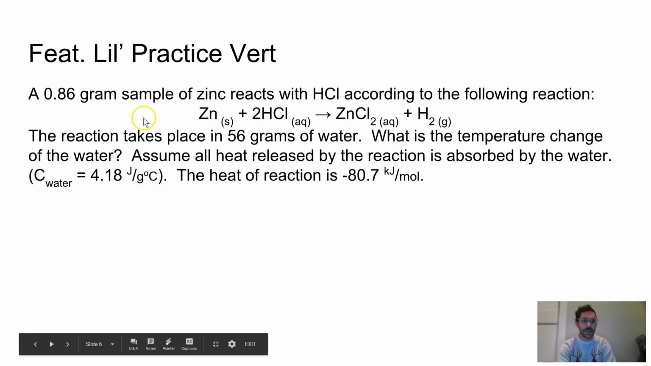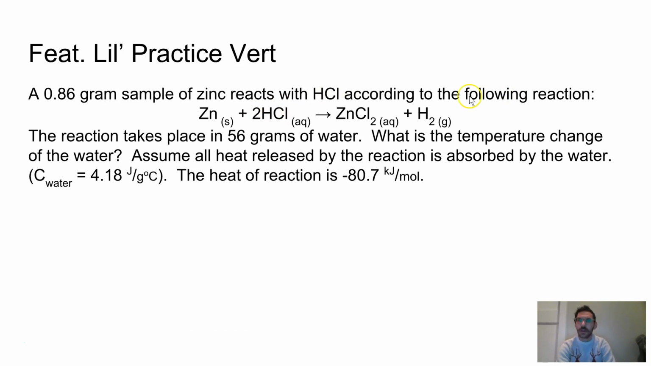All right, let's check out this problem. We got 86 grams of zinc that reacts with HCl, hydrochloric acid, according to the following reaction. The reaction takes place in 56 grams of water. What is the temperature change of the water if we assume all heat released by the reaction is absorbed by the water? All right, and so we know the specific heat of the water, and we know the heat of the reaction. Why don't you try this problem out?